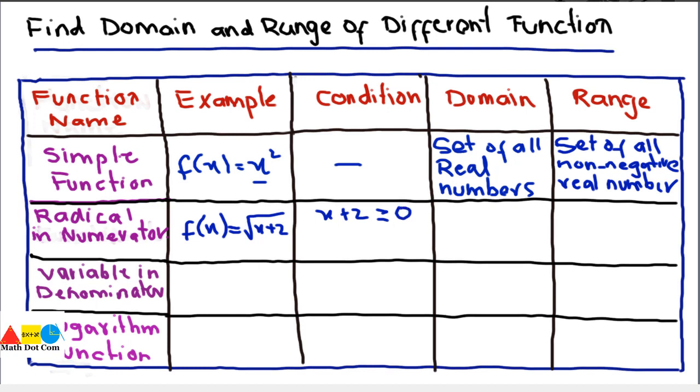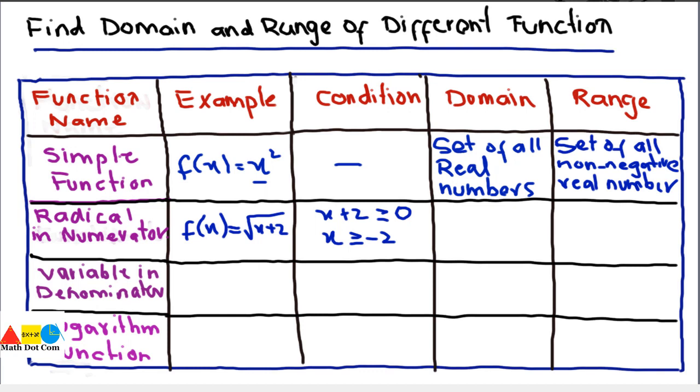Why? Because the domain and range should be real numbers, and when we use a value that is less than 0 under the root, we will get an imaginary number. So whenever you come across a radical expression, you have to write the expression under the radical and set it greater than or equal to 0. So it means x should be greater than or equal to minus 2. So this condition is required in functions having radicals.